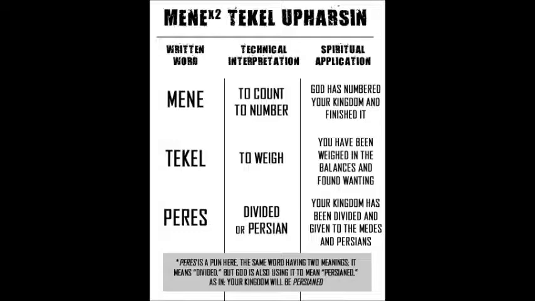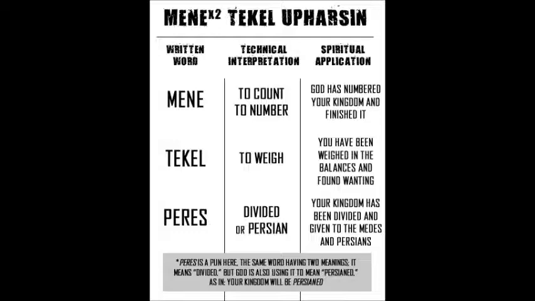And so what Daniel does is he gives both here. And the first word, which is on there twice, mene, the technical interpretation just means to count or to number. But Daniel goes a step further and he says, this is why God is writing the word mene on there. God has numbered your kingdom and finished it. And the same with tekel. The word tekel means to weigh. And so Daniel says, you have been weighed in the balances and found wanting.